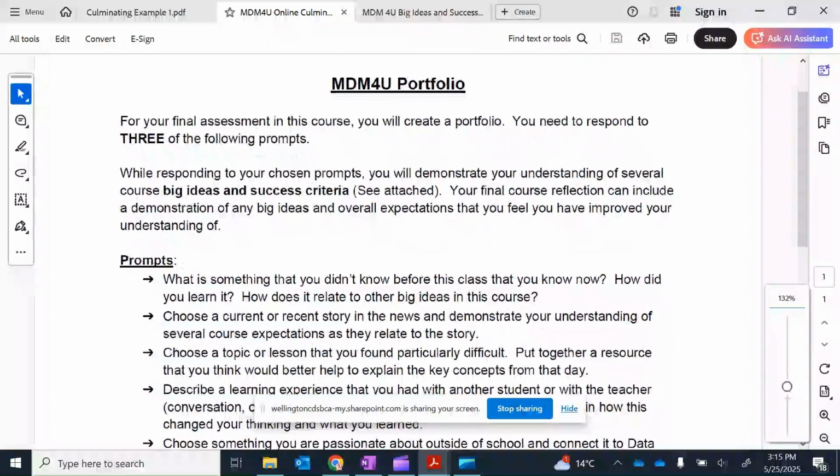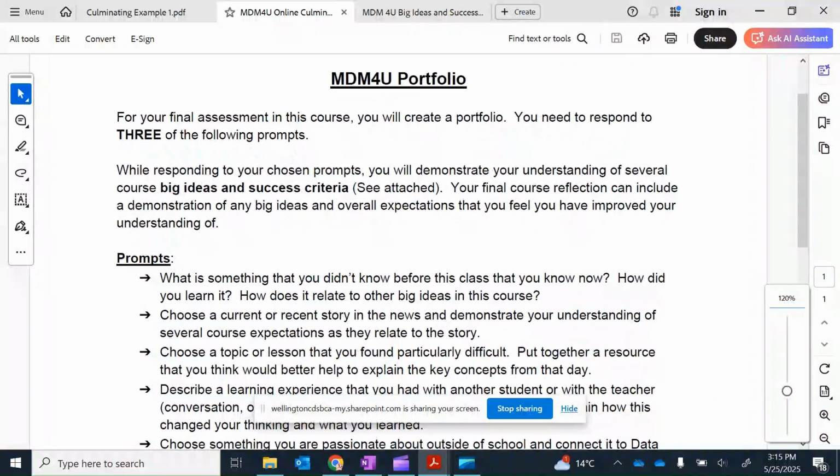Okay, so you're going to make a little portfolio for me. For your final assessment of the course, you create a portfolio. You need to respond to 3 of the following prompts. Respond to the prompt and demonstrate understanding of several big ideas and success criteria of the course.